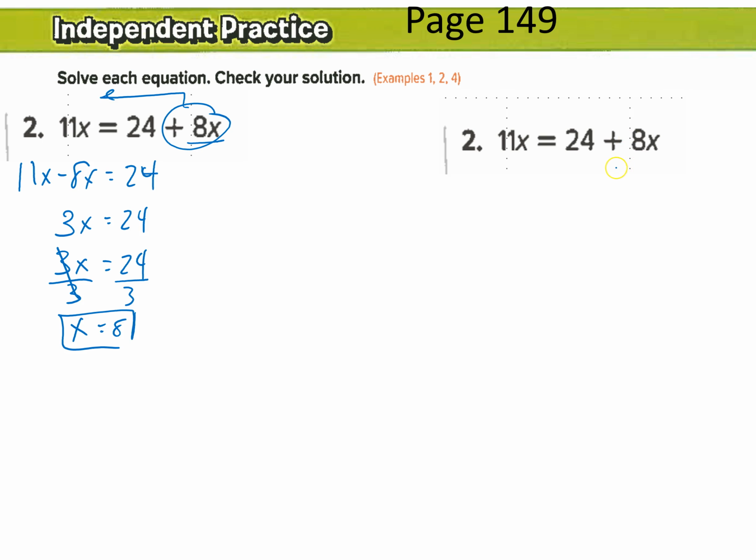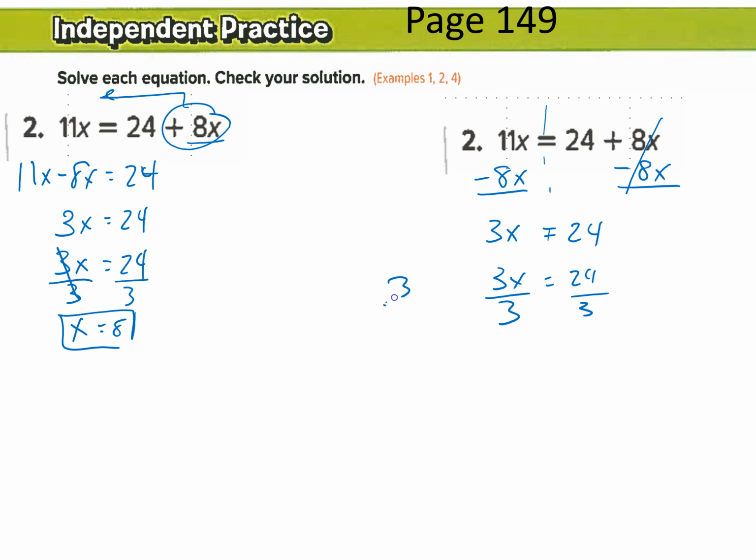Same thing. If I subtract 8x from both sides, that's 0. That leaves me 24 and that leaves me 3x. Divide both sides by 3. Because 3 divided by 3 is 1, that gives me my x by itself, which gives me 8. No matter how I do it, I get 8.